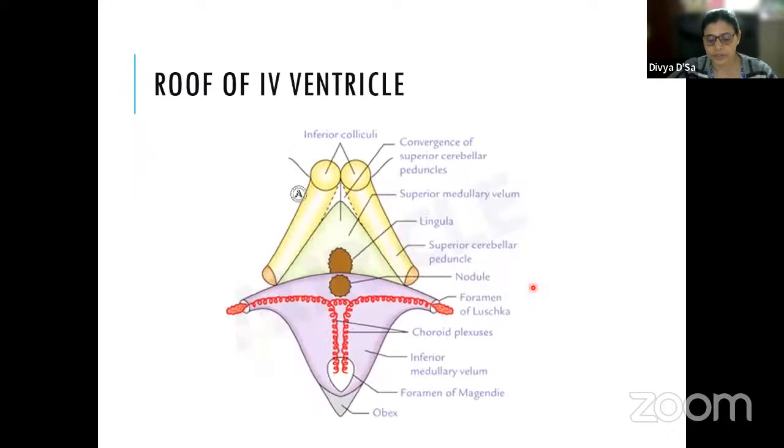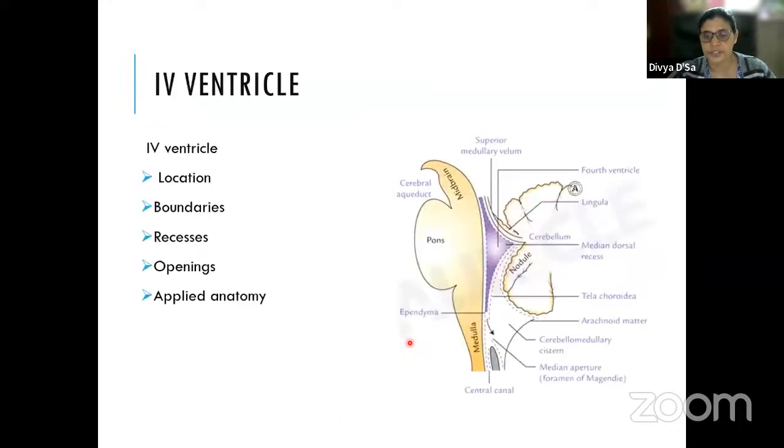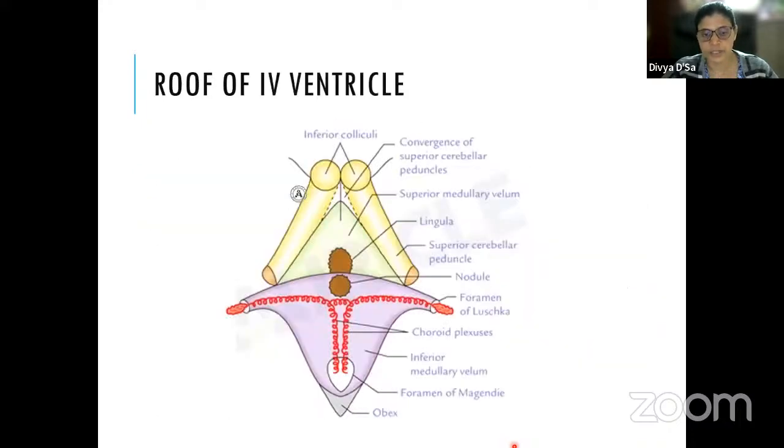Now coming to the boundaries. It has lateral walls, a roof and a floor. Laterally, it is bounded superolaterally by the superior cerebellar peduncle, and inferolaterally by the inferior cerebellar peduncle, which is supplemented by the gracile and the cuneate nucleus. So that is the lateral boundaries. We can see that.